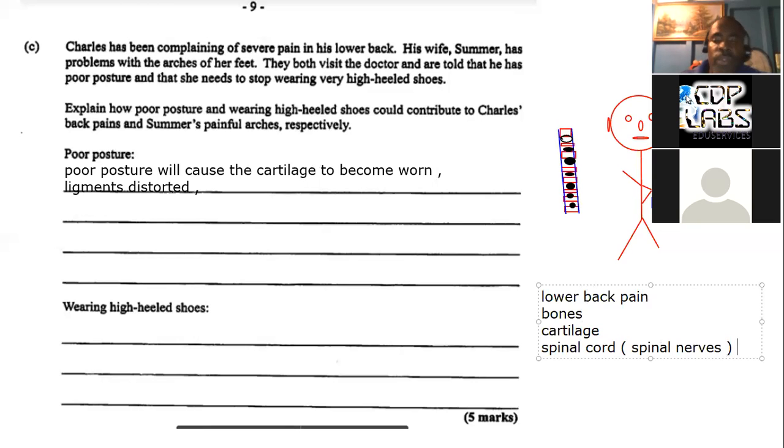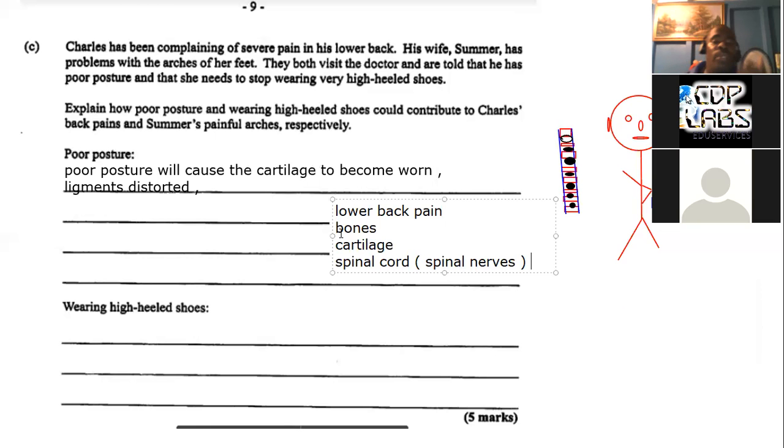Good. So technically, something was affected here. All these three things work together, right? Now, when we assume that the poor posture helps to damage the cartilage, if the cartilage is damaged, the bones will be affected. The bones will be exposed to the spinal cord, and that would result in lower back pain. Make sense now? Yes. As easy as that.